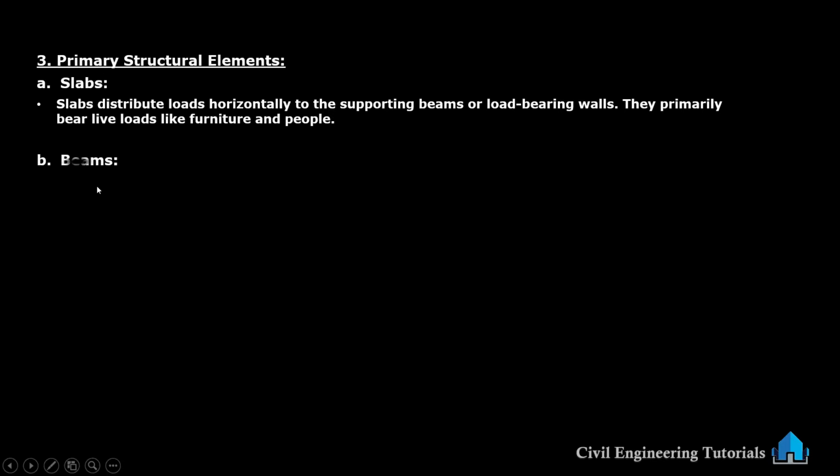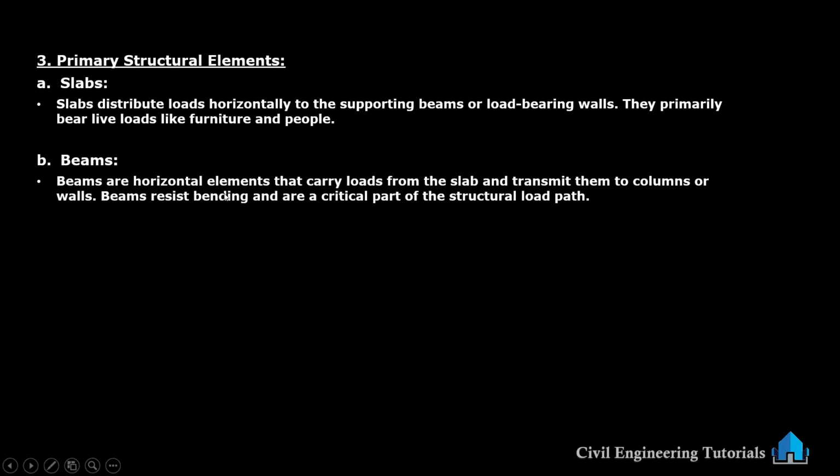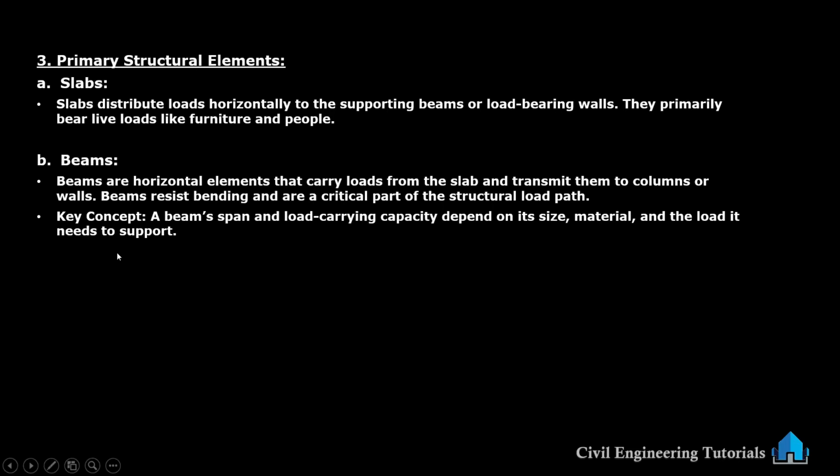Next, beams. Beams are horizontal elements that carry loads from the slab and transmit them to columns or walls. Beams resist bending and are a critical part of the structural load path. Key concept: a beam's span and load carrying capacity depend on its size, material, and the load it needs to support.